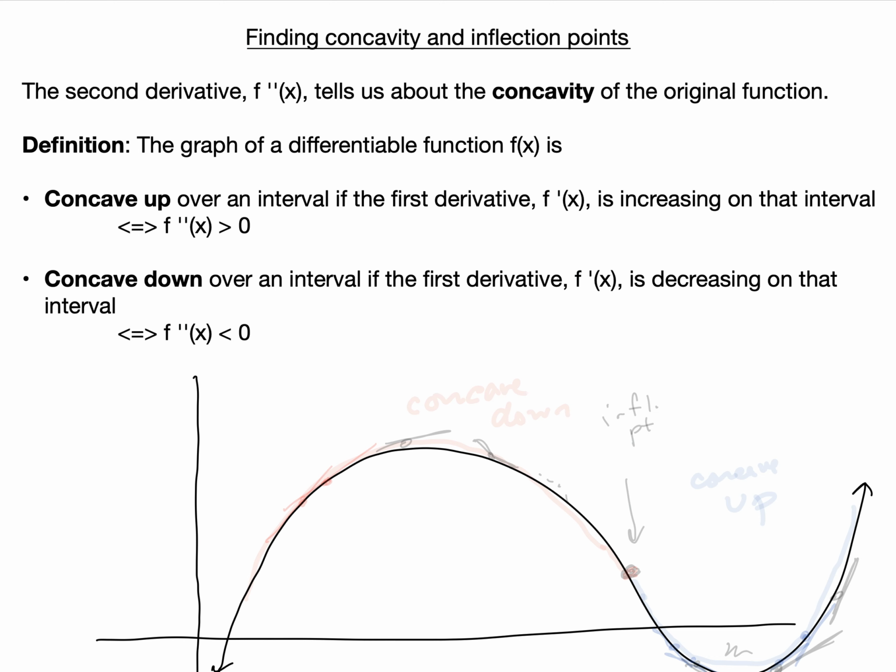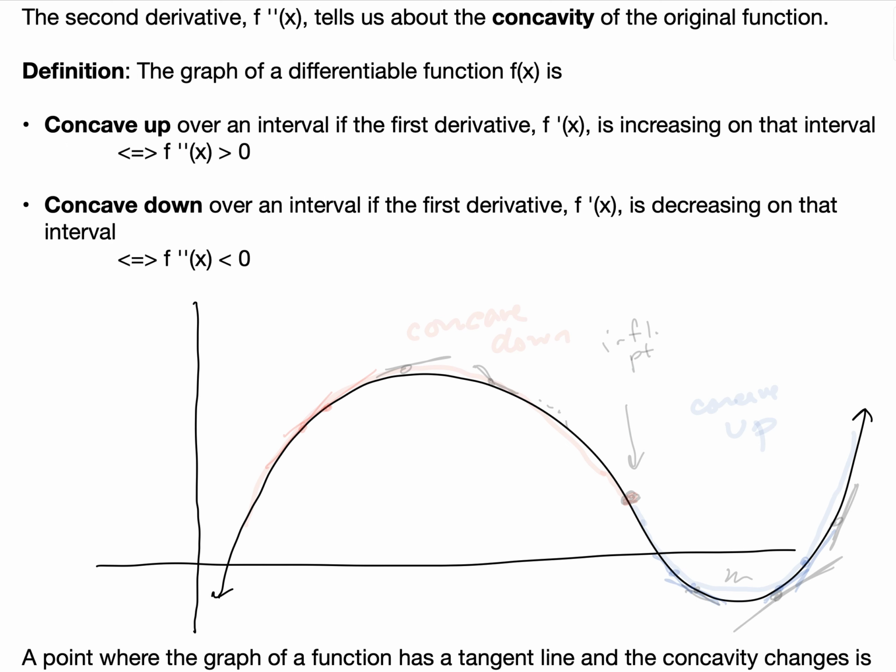In this video, we're going to talk about finding concavity and inflection points for a function. So we saw that the second derivative tells us about the concavity of the original function. And the definition of concavity is that the graph of a differentiable function f of x is concave up over an interval if the first derivative, f prime of x, is increasing on that interval. And that's true if and only if the second derivative is greater than 0.